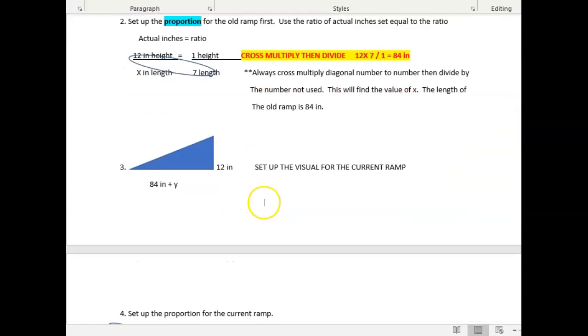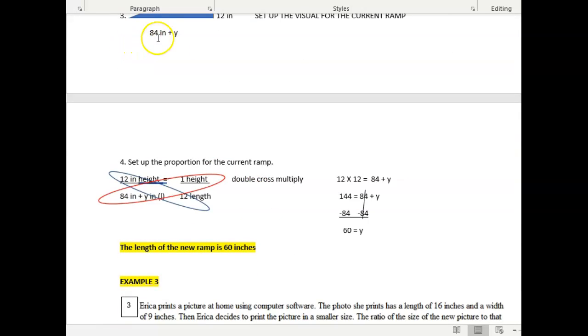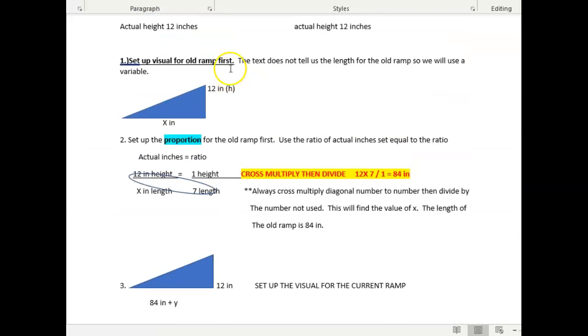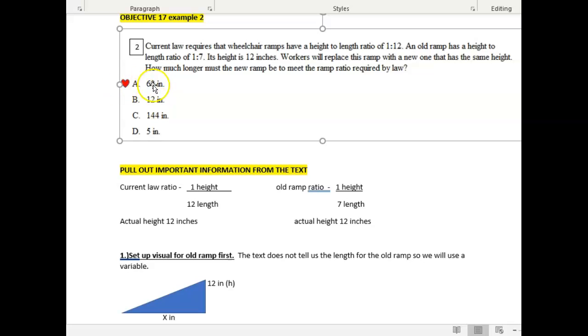Because if you look here, 84 plus y is 84 plus 60. That's the entire length of the ramp. But how much longer is the new ramp from the old ramp? It's 60 inches longer. So our response is A, 60.